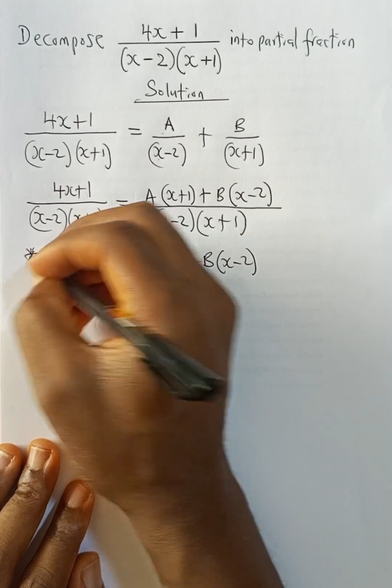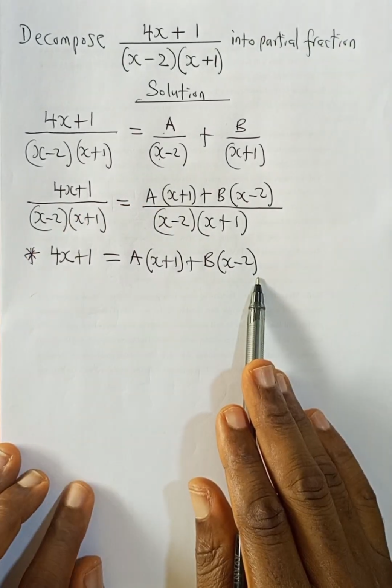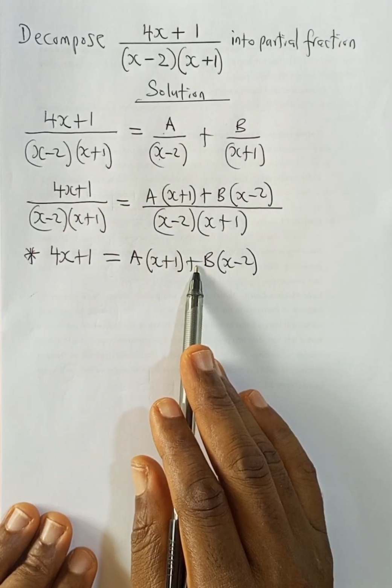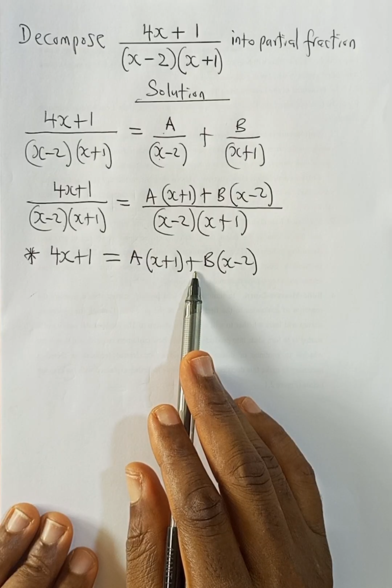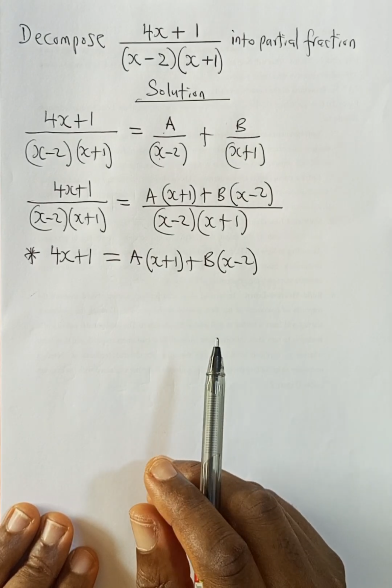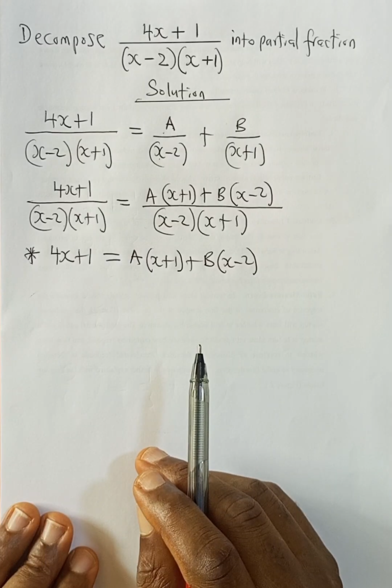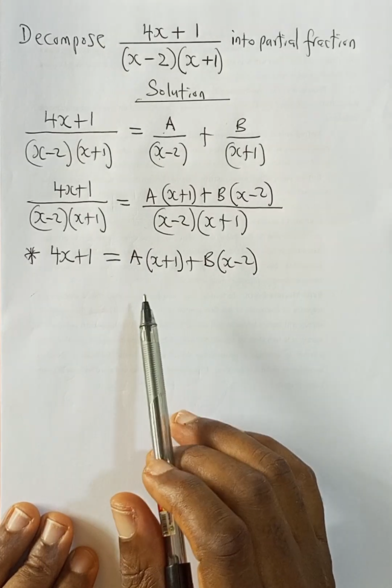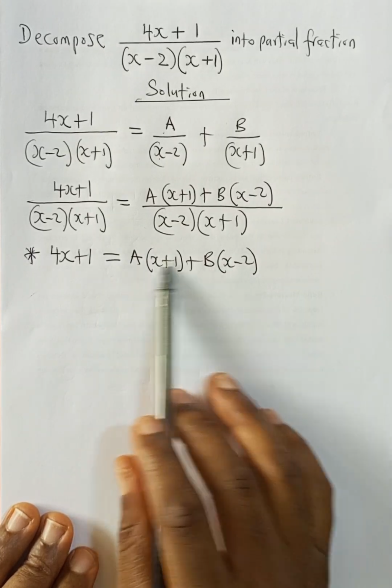Now, at this stage, there are two ways you can use to find this A and B. The first method is what we call the comparing of coefficient method, but I'm not going to be using that method. But let me tell you what that method is all about. For comparing of coefficient, we are going to open this bracket.